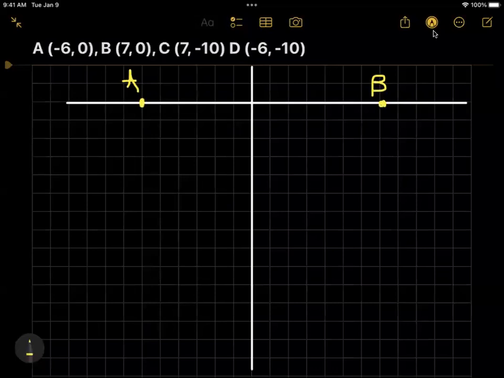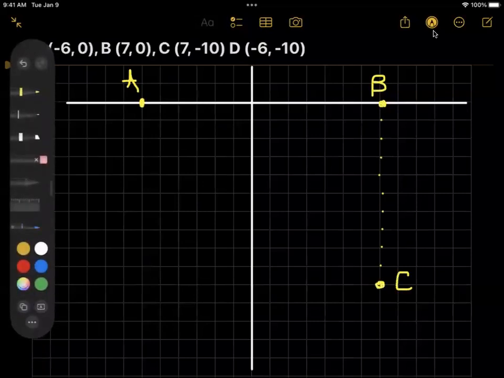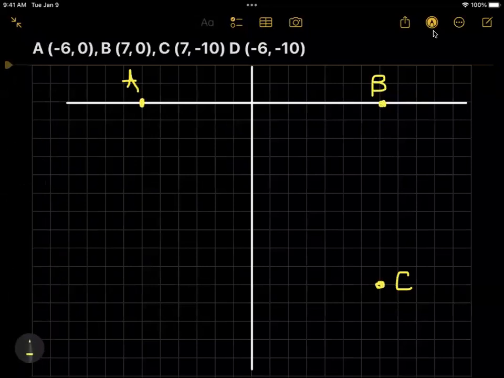Okay, so let's do point C. Point C is at 7, -10. So from the origin, I would go to the right 7, which brings us to point B. But from there, I'm going to go down 10 because the y-coordinate is -10. 1, 2, 3, 4, 5, 6, 7, 8, 9, 10. This is point C. Now I'm going to erase those little dots I made. I just made those dots so you could see where I was counting. But when you're doing this on your paper, you don't need to make those dots. You may like to count with your pencil point, but you don't have to make those dots.